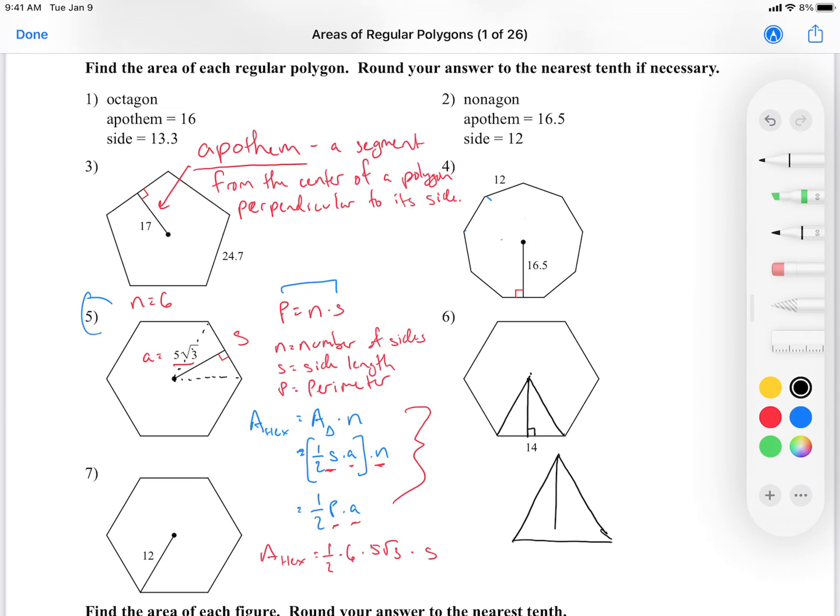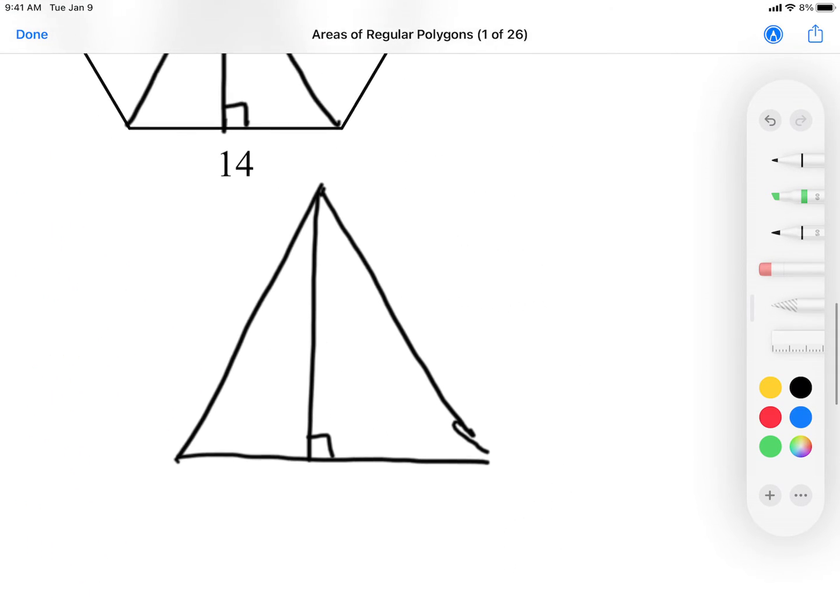I know that the length of this side right here is 5 rad 3. Now, what else do we know? We know it's got a right angle. We know that this piece and this piece are the same. So let's just say I call this side x. Then the length of this side is 2x.